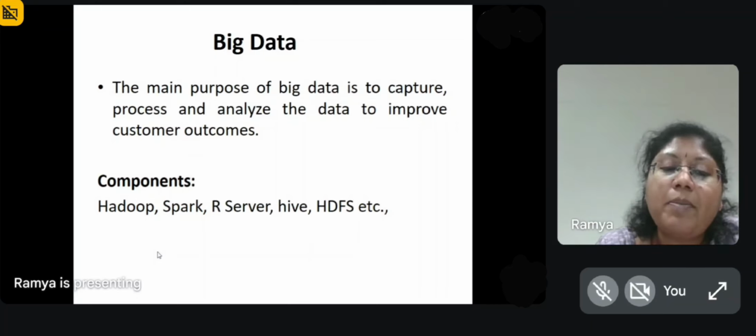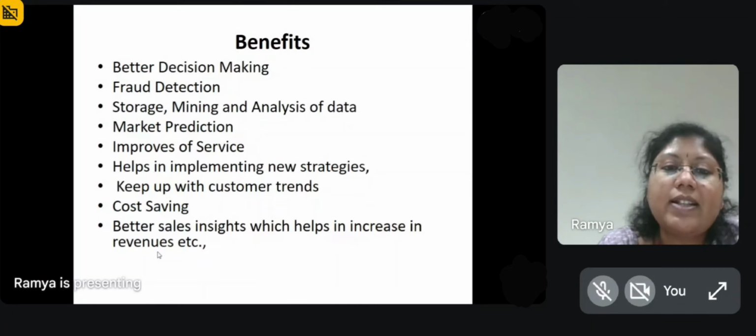The components which support big data are called Hadoop, Spark, R server, Hive, HDFS, as well as Pig. All of these are considered components which support big data. Hadoop is one of the important components because Hadoop is a distributed file system. It does not reside on a single server. So all the data is distributed and it provides scalability. One of the biggest advantages of big data is scalability.